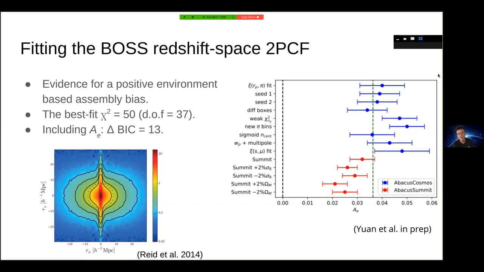Also, the red dots are showing our fits using a different set of simulations. These are the AbacusSummit simulations, which have different mass resolutions and are done at a slightly different cosmology, and we still recover this positive A_E best fit. We also tried changing the cosmology a little bit, varying sigma_8 by 2% and omega_m by 2%. That doesn't seem to change our results. So I think the takeaway point here is that when you build your HOD models and you want to capture some assembly bias effects, maybe halo concentration is not necessarily the best secondary parameter to use, but rather we should look at halo environments as a more efficient way to capture galaxy assembly bias.